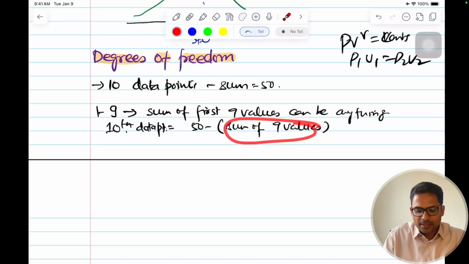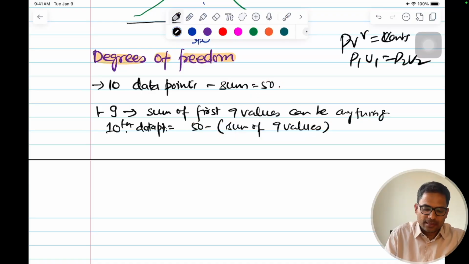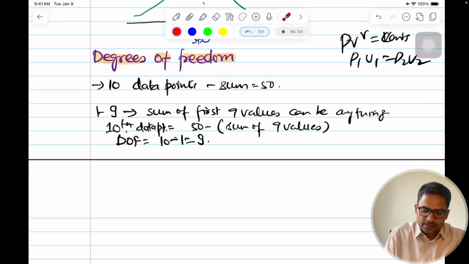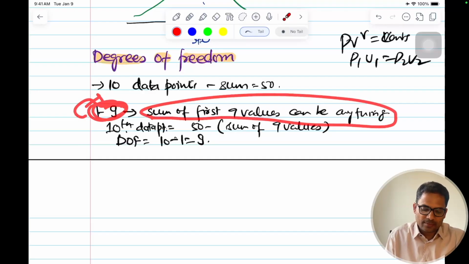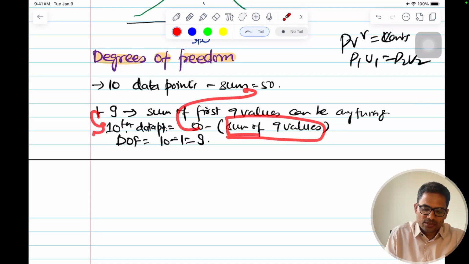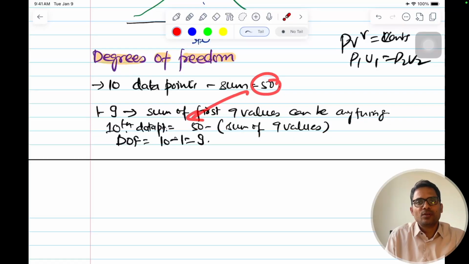So 9 values can independently change, but the 10th value is dependent on the other 9 values because the sum is fixed here. That's why the number of pieces that can be changed independently here would be 10 minus 1. So I'll write degrees of freedom is equal to 10 minus 1, that is equal to 9. I hope you get it. That's what degrees of freedom means here: only 9 data points can vary independently to give any sum, but the 10th data point depends on the others because the sum is fixed.